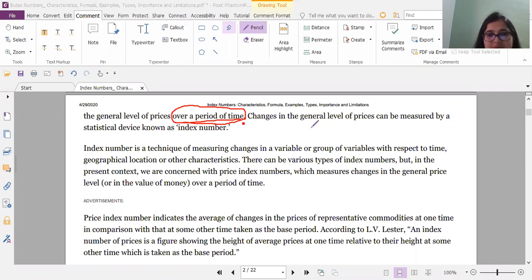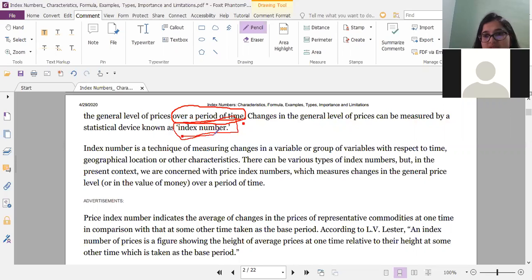Changes in the general level of prices can be measured using a statistical tool known as index number. So this is basically a statistical tool or device which helps in measuring the changes in the general level of prices. We can see how the prices are changing with the help of this tool called index number. So index number is a technique of measuring changes in a variable or group of variables with respect to time, geographical location, or other characteristics. There can be various types of index number, but in the present context, we are concerned with price index numbers. So here we'll be basically discussing the price index number, which measures changes in the general price level over a period of time.